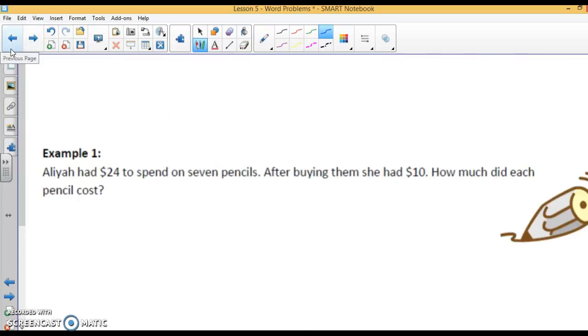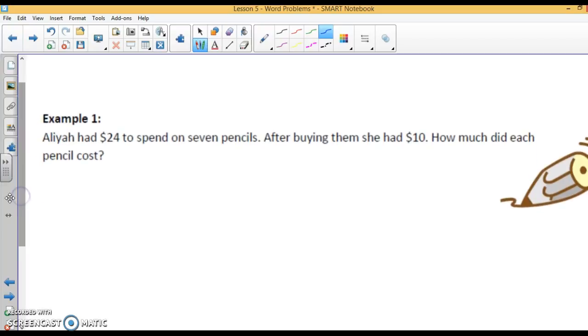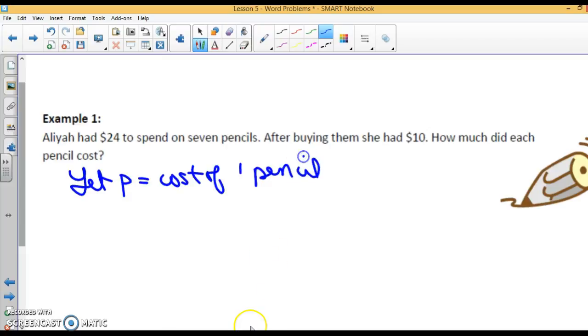All right. On page 8 in your notes, Aaliyah had $24 to spend on 7 pencils. After buying them, she had $10. How much did each pencil cost? So you need to write, let P equal the cost of 1 pencil. You always define your variable based on what you don't know.